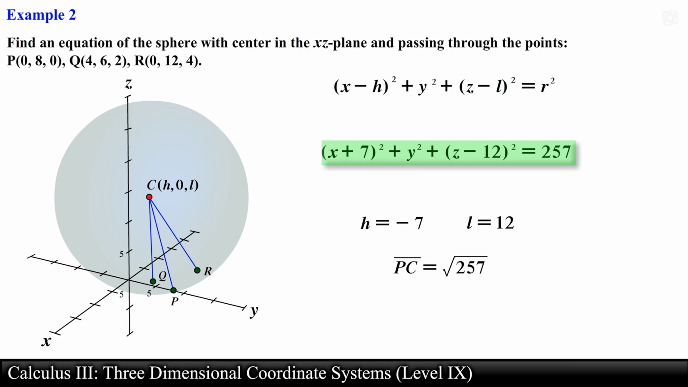Alright, in our final video on three-dimensional coordinate systems, we will go over how to graph equations whose domain are restricted to a given interval. Three-dimensional coordinate systems, level 10. In this final video on three-dimensional coordinate systems, we'll learn how to graph equations and inequalities that are restricted to a given interval.